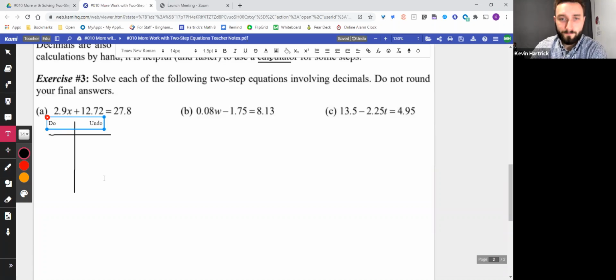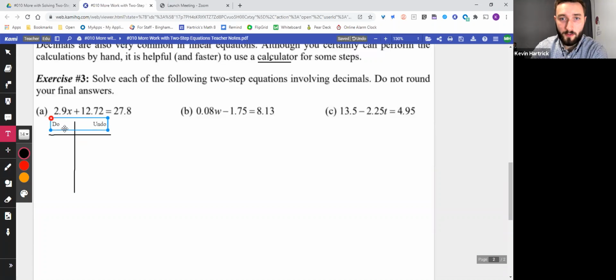Okay, do-undo. Remember, what do-undo means is the left side is going to tell us what is happening to the variable in the equation. The undo is going to tell us how we unravel that equation to get back to the original part, which is just x equals, or whatever variable it is. In this case, it's x. So let's take a look at what's happening to the variable. Remember, we follow our order of operations when we're talking about what's happening to it.